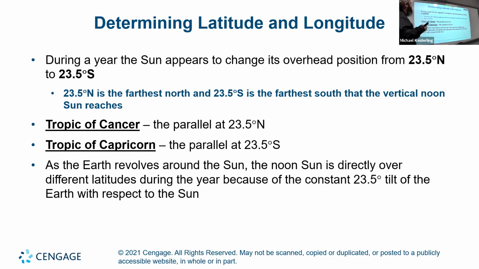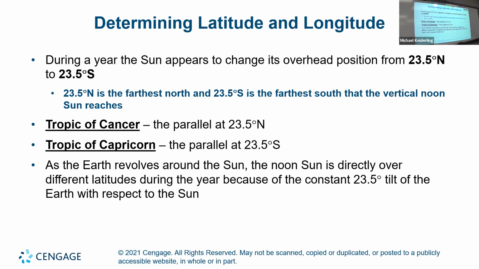So during the year, the sun will appear to change its overhead position, like where on the Earth it's directly overhead, from 23.5 degrees north to 23.5 degrees south. This is because the Earth is tilted 23.5 degrees, and as it orbits the sun, in the summer in the northern hemisphere, that's when the northern hemisphere is pointing towards the sun. The tilt is pointed towards the sun. In the winter, that's when the northern hemisphere is pointed away from the sun.